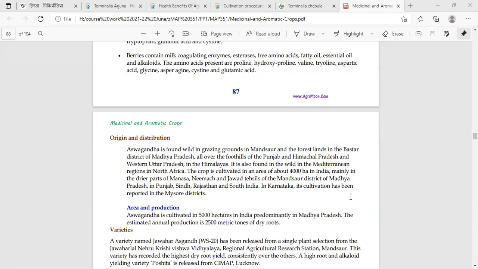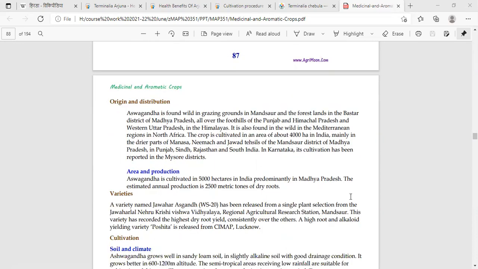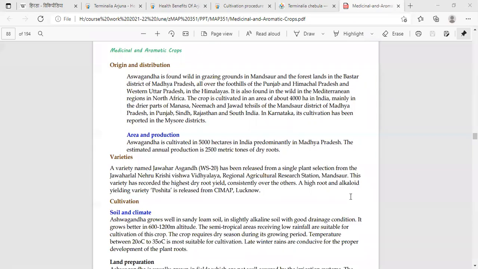So the estimated annual production is 200 to 1,500 metric tons of the dry root. The important part of this ashwagandha plant is its roots. The medicinally important part of this ashwagandha is the dry root. So the dry root can be used for the preparation of the various medicines.